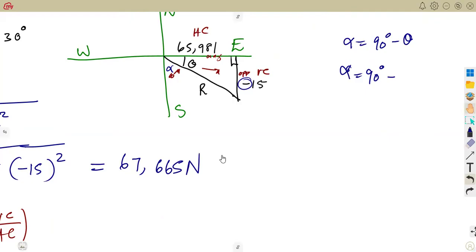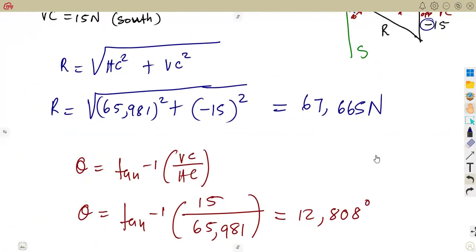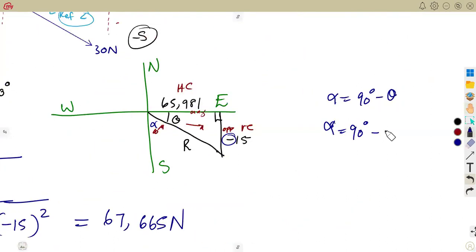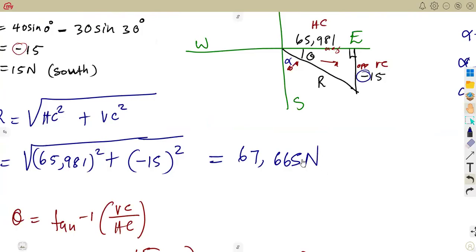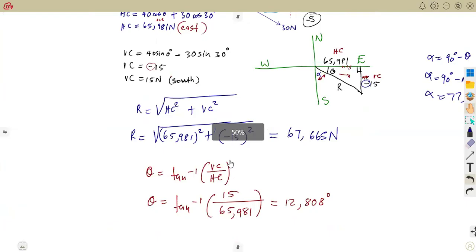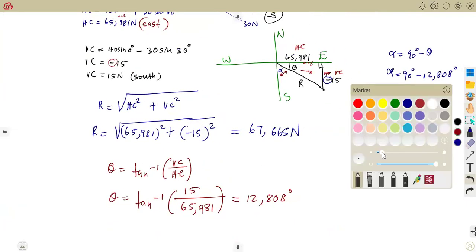Remember we said theta, we got what? 12.808. So that's 12.808 degrees. So that's our alpha, which is going to be 77.192 degrees. All right. So let's finish about theta first, then we'll come to this alpha. Let's finish about theta. So in terms of theta, this is how you're going to write our final answer. So what are we saying here in terms of our theta?